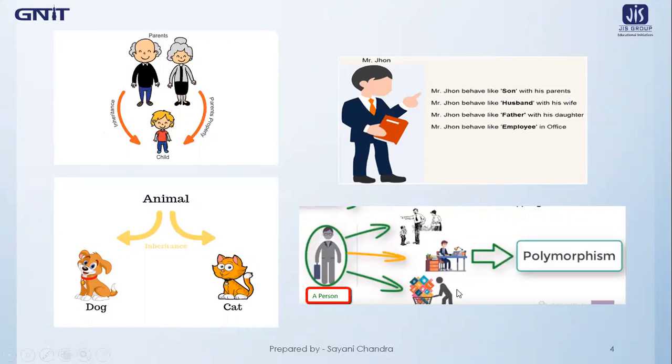Here in the lower image, we can see a person who is behaving in 3 different ways in 3 different situations. This person is depicting polymorphism also. So in case of object-oriented programming languages, a method or a function can depict the same concept of polymorphism. That means only one method or function will be there which will behave in different ways in different situations. Then we call it polymorphism in object-oriented programming languages.